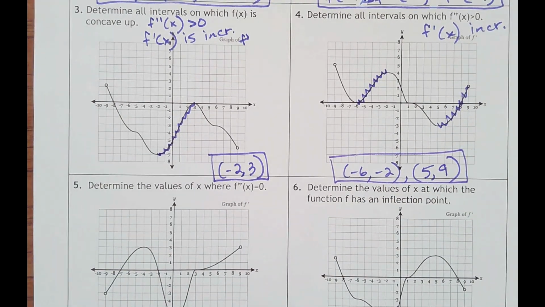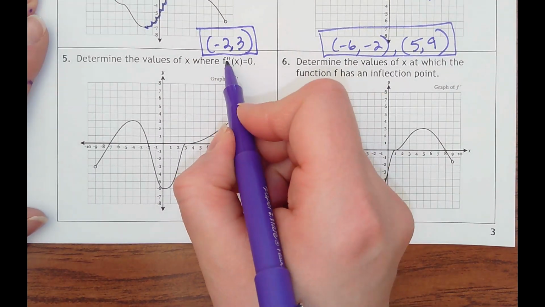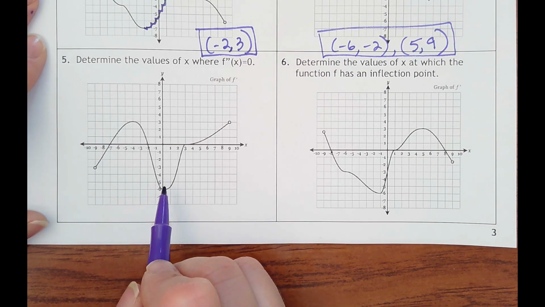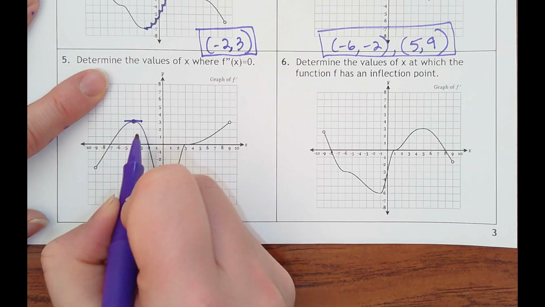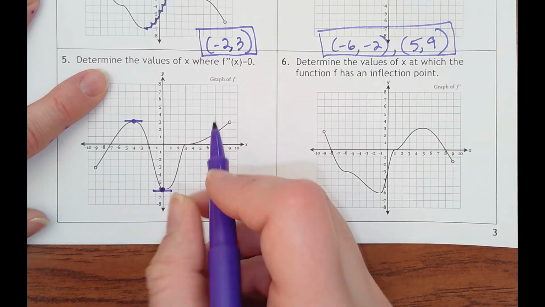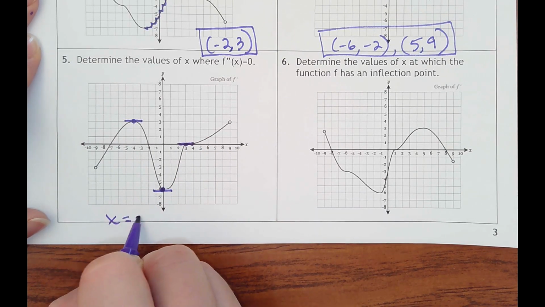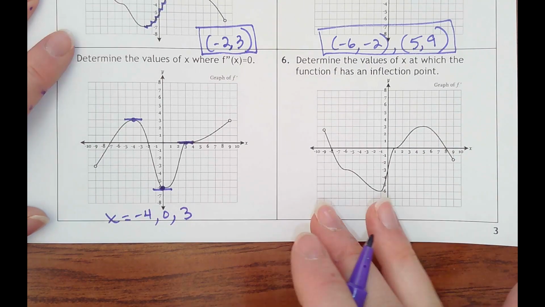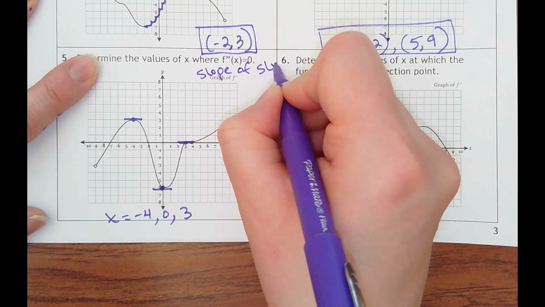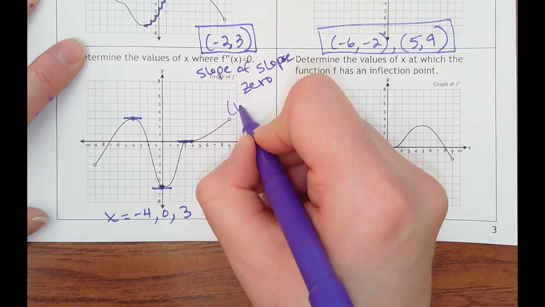And then number 5, determine the values of x where f double prime of x would equal 0. So again, f double prime is the slope of this slope. Where is the slope of this slope 0? That would be here at -4, here really at 0, here at 3. -4, 0, and 3. So where's the slope of the slope zero, or horizontal tangent line.